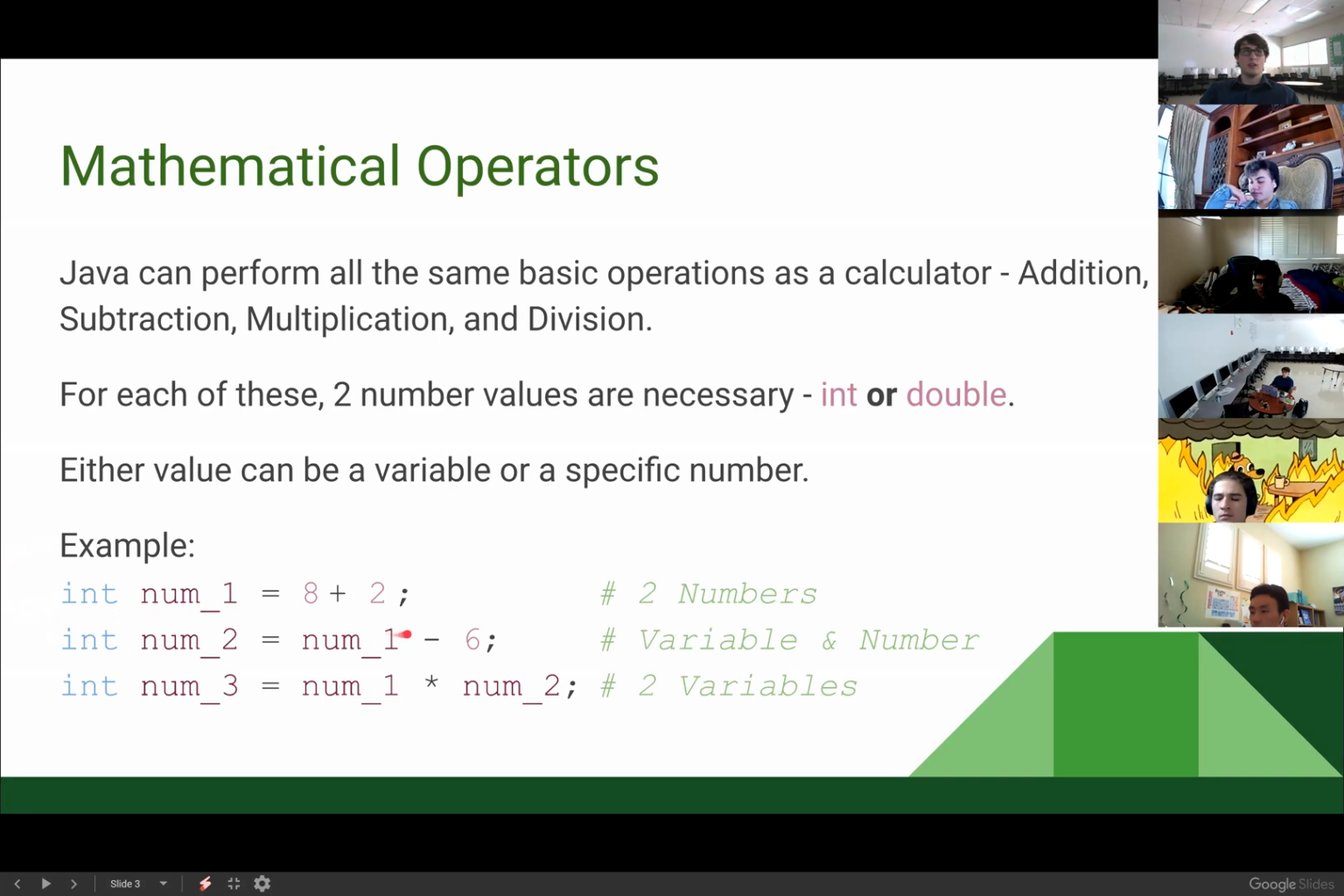Num2 is going to equal num1 minus 6. So I'm doing one variable and one literal number. And then my num3 is num1 times num2. I can do math with multiple variables. When I do math with an int and a double, Java is going to default to having the most possible precision, so it will output a double-typed value.